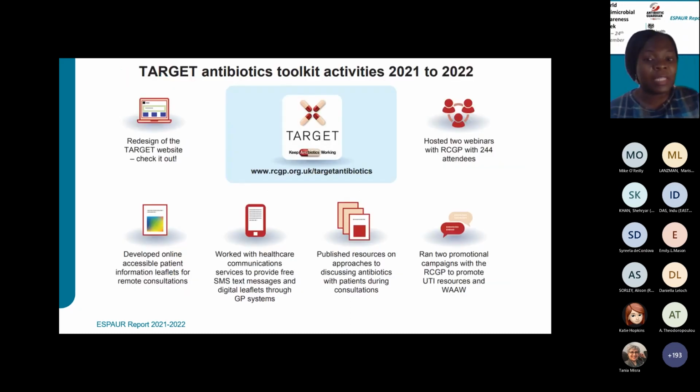I'm going to go very quickly to the TARGET Antibiotics Toolkit. Many of you will know that that is the national toolkit for primary care. Over the year, the toolkit underwent a major redesign and went live during November of 2021, including new sections to provide evidence-based resources and to support clinicians to discuss antibiotic use with their patients. Also within that were the patient information leaflets, which were redesigned and redeveloped as accessible websites and web pages, as well as integrated into Accurx's free healthcare communication service, so that they can be easily shared during remote consultations. A range of webinars were also developed and delivered during that time.